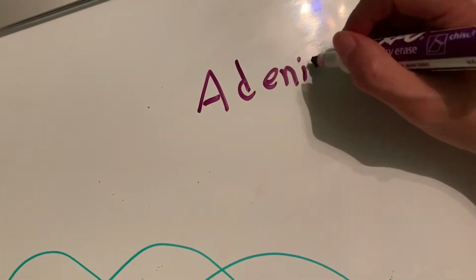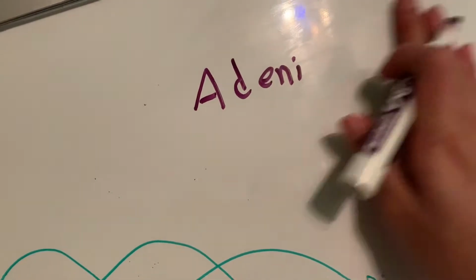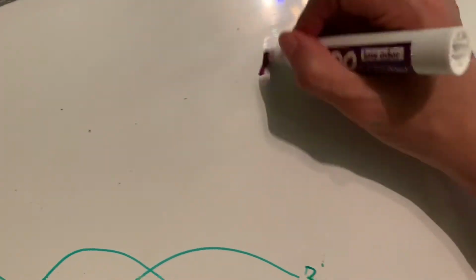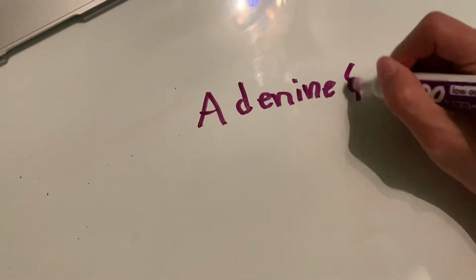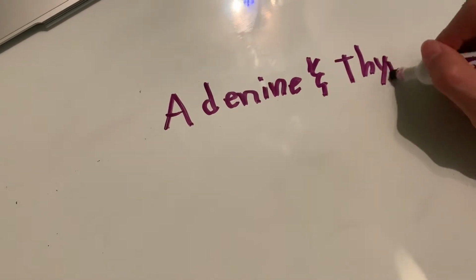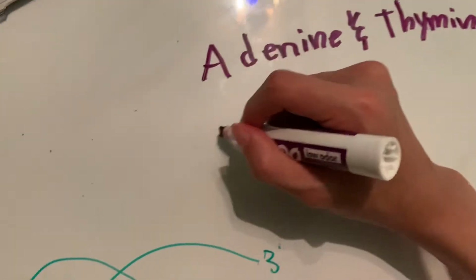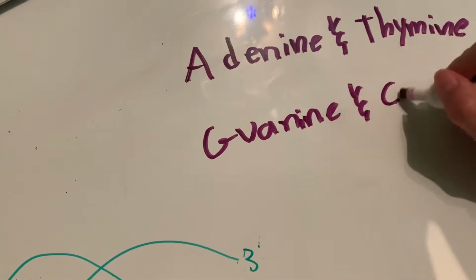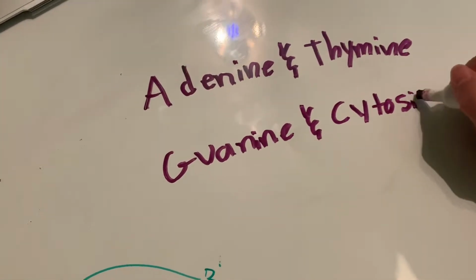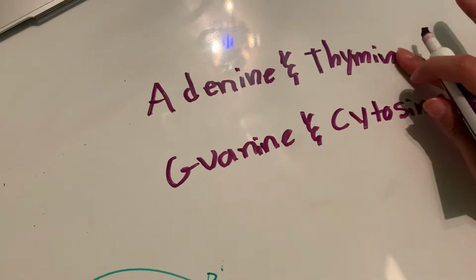This is an important bond because it is a very strong bond. Hydrogen bonds are very strong. You can learn more about that in chemistry. There are 4 different nitrogenous bases, which include adenine, thymine, guanine, and cytosine. These bases are very important because they code for your genetic information.